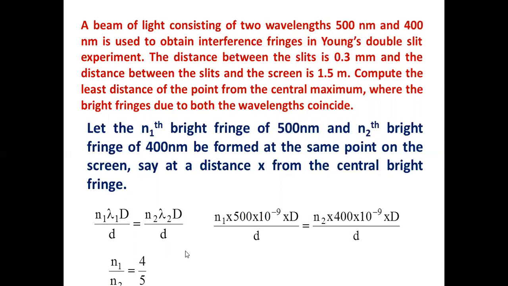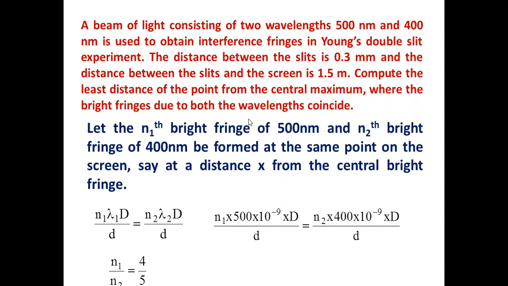4 by 5 is 0.8, sir. But here, see what is asked. Compute the least distance from the central maximum, from the central brightest fringe, at what minimum distance where the bright fringes due to both the wavelengths coincide.